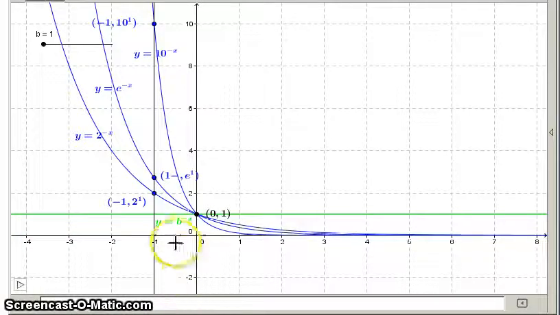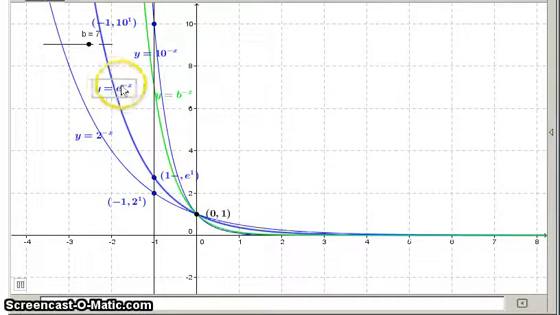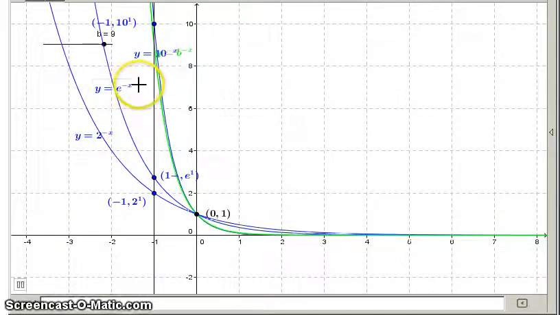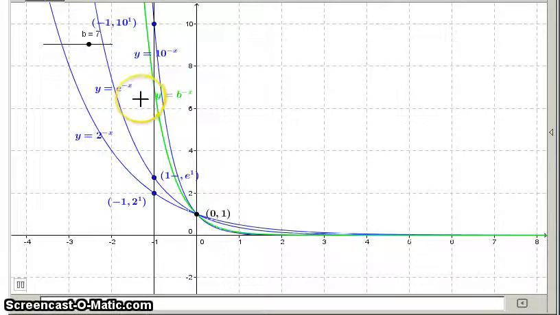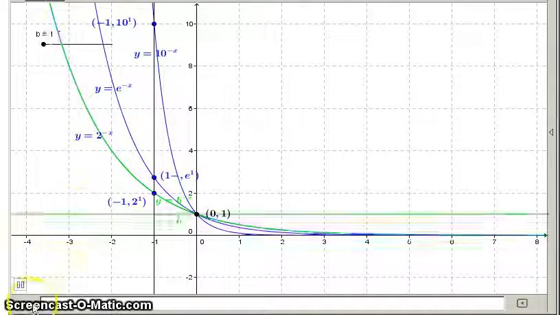Now let's look at an animation of y equals b to the minus x. b is 5, 6, 7, 8, 9, 10. 9, 8, 7, 6, 5, 4, 3, 2, and 1.